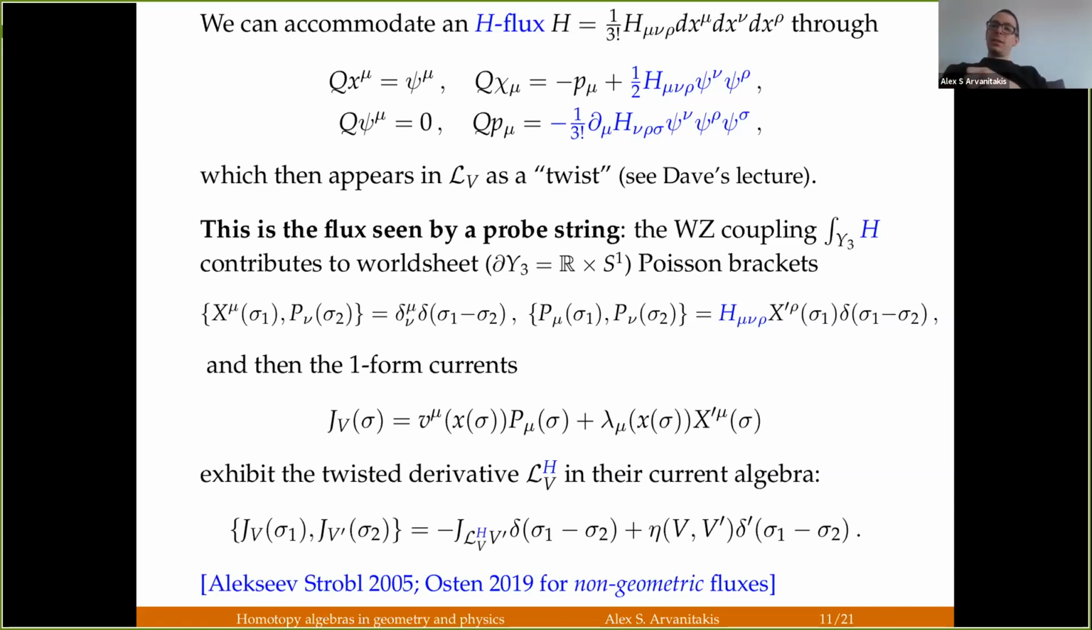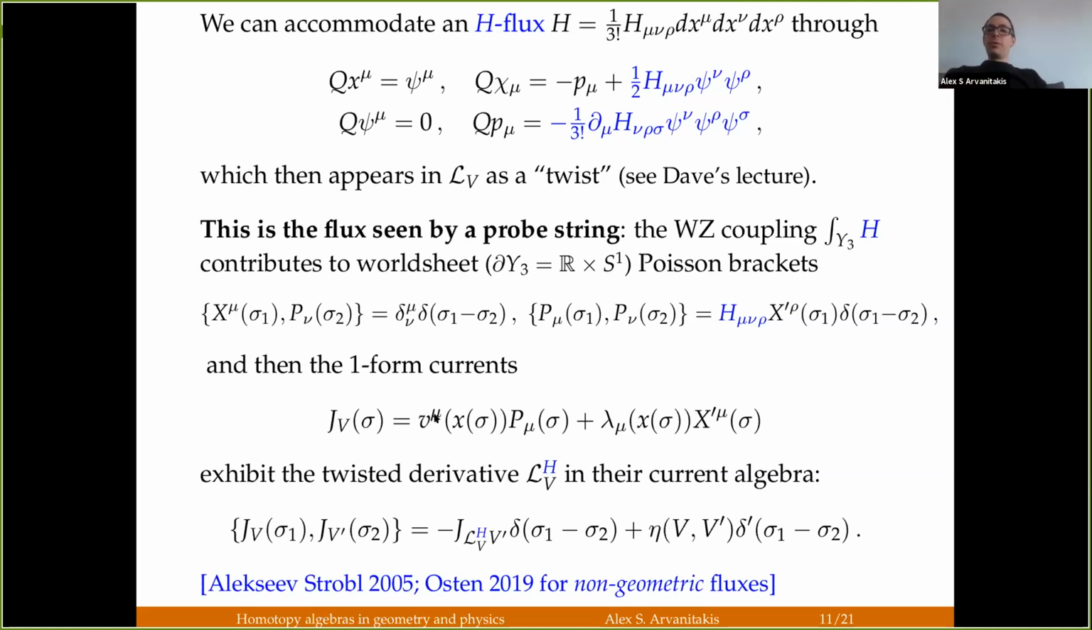Now, the claim is that you can form these one-form currents. So these are linear in the momenta, P. So the momenta are naturally one-forms, which are then dualized into tensor densities, scalar densities of weight 1. And then X prime is the component of the one form dx on the spatial sections S1 of the world sheet.